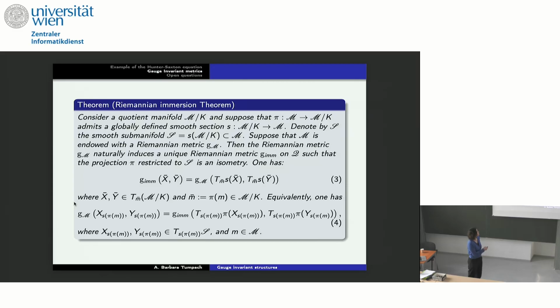So the metric that you get on the quotient by this Riemannian immersion theorem will depend on the section that you choose, of course, and on the metric that you started with. Here is a formula for this. This is another way to endow a quotient with a Riemannian metric, in the case you are lucky and you have a global section of your fiber bundle, which is not always the case.